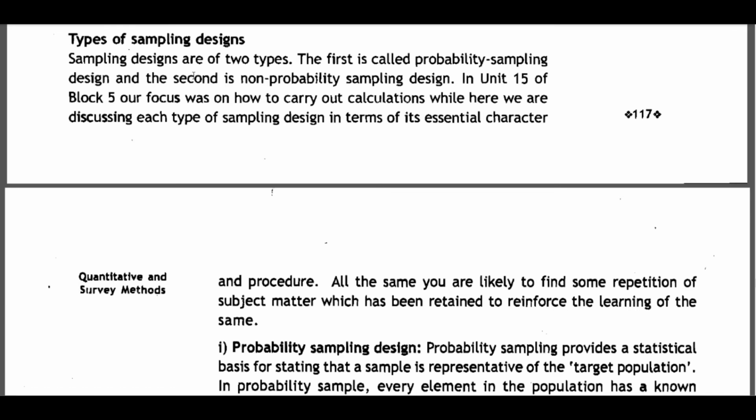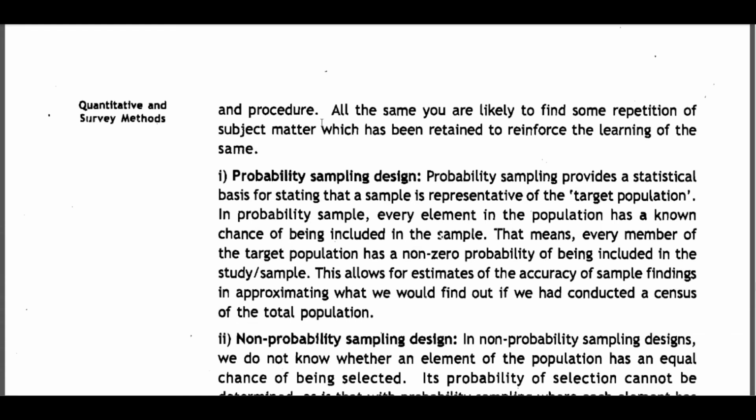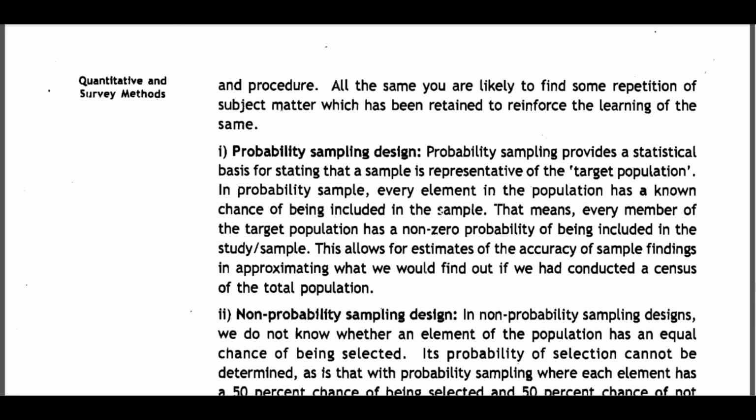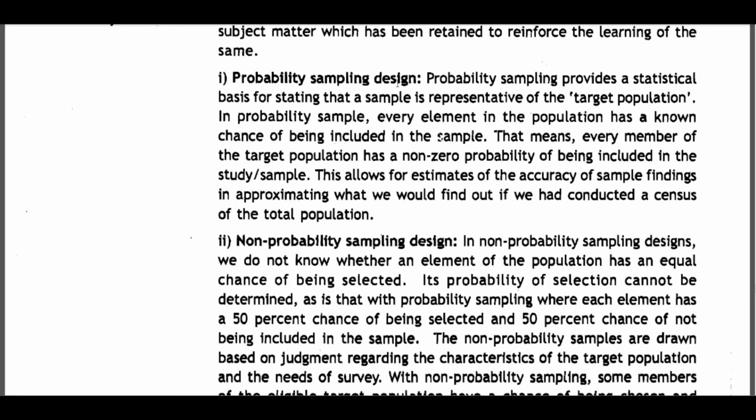Types of sampling designs. Sample designs are of two types. The first is called probability sampling designs, and the second is non-probability sampling designs. In Unit 15 of Block 5, our focus was on how to carry out calculations, while here we are discussing each type of sampling design in terms of its essential character and procedure. You are likely to find some repetition of subject matter, which has been retained to reinforce the learning.